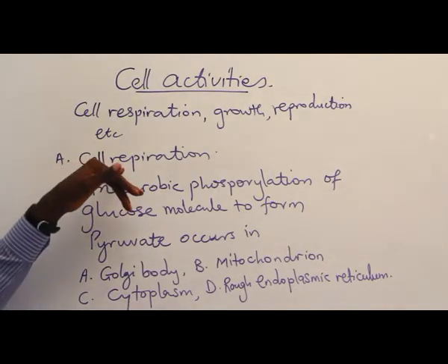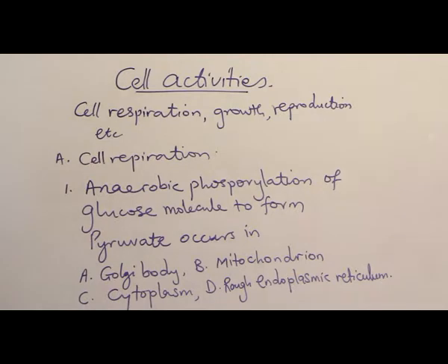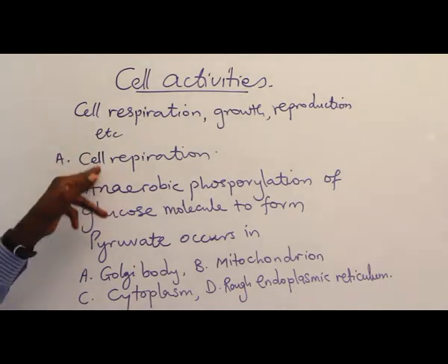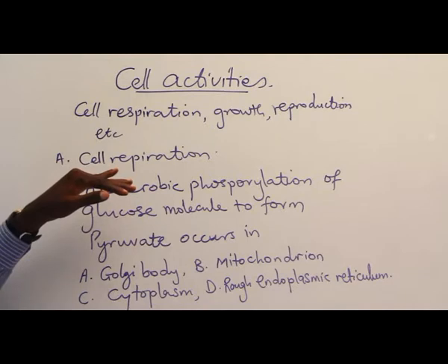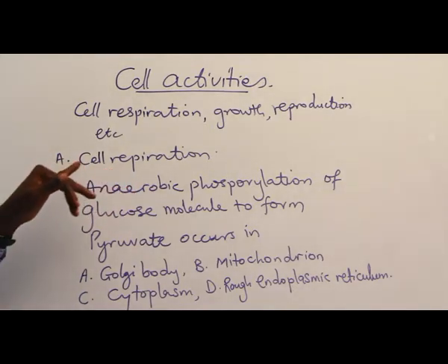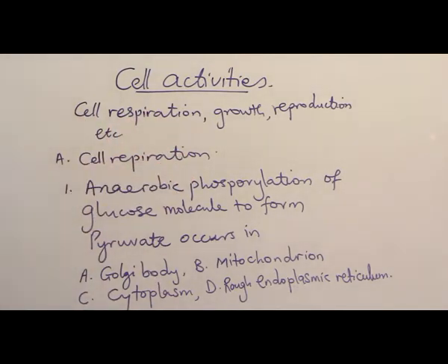This is when a cell uses oxygen to break down glucose and produce ATP, water and carbon dioxide. It could be aerobic, it could be anaerobic. If it's aerobic, it uses oxygen to break down the sugar molecule. But if it's anaerobic, it is done without oxygen, using only enzymes. They'll be able to break it down to either alcohol in the case of plants, or lactic acid in the case of animals.